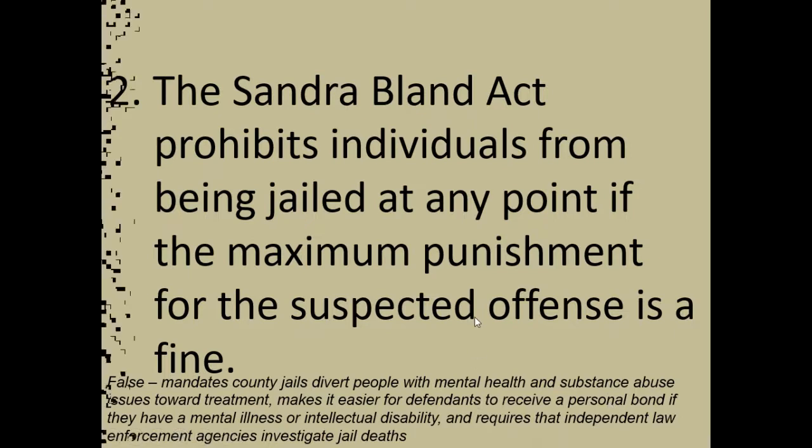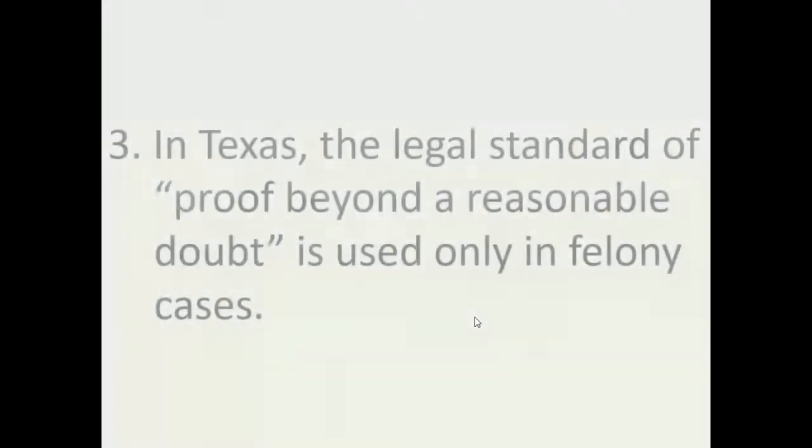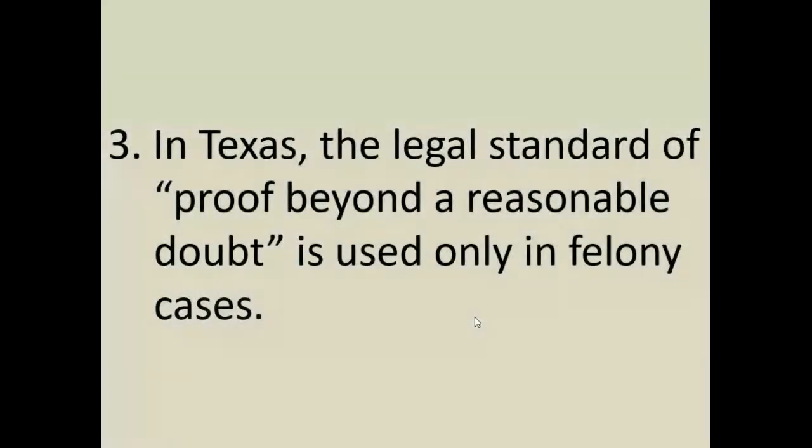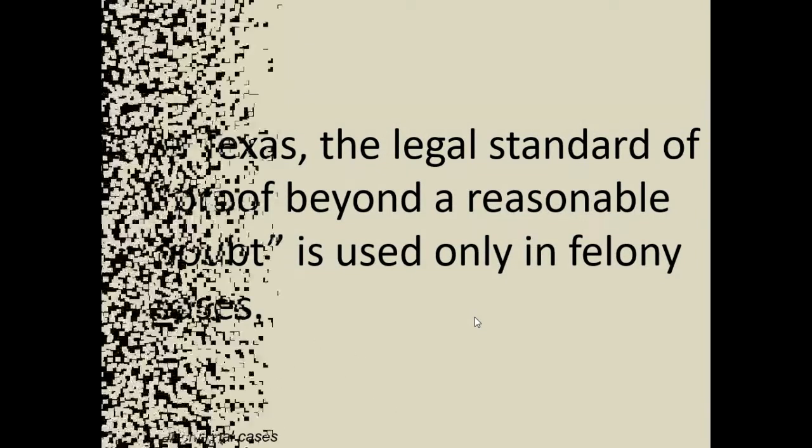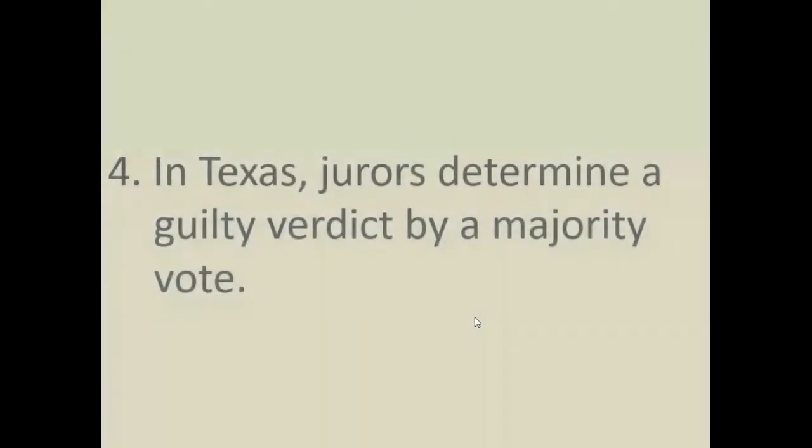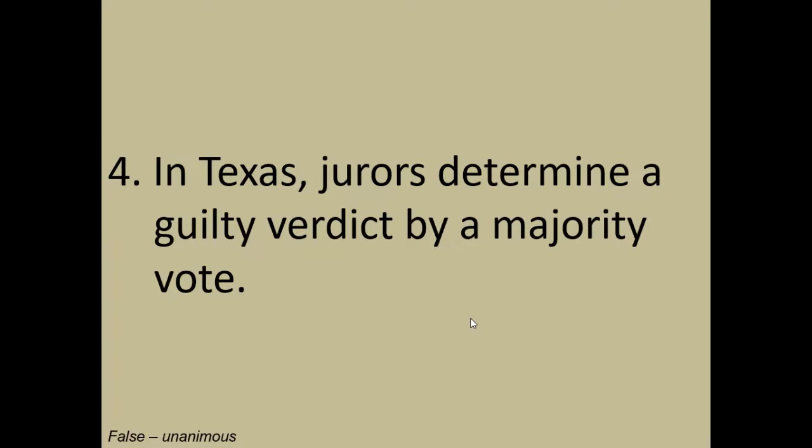In Texas, the legal standard of proof beyond a reasonable doubt is only used in felony cases. No, it's both misdemeanor and felony cases. In Texas, jurors determine a guilty verdict by a majority vote. It's unanimous. It has to be unanimous. There are some states where it's a majority, but in Texas, it's a unanimous vote.